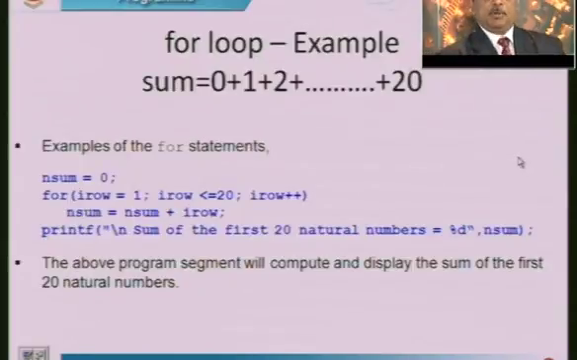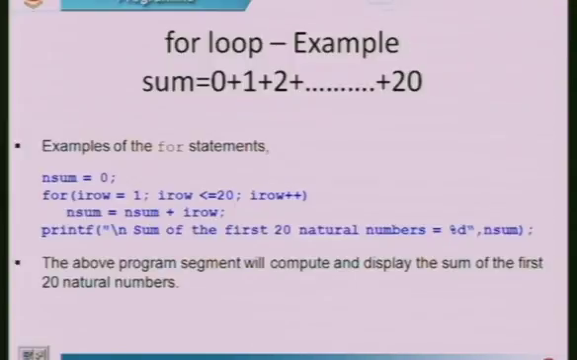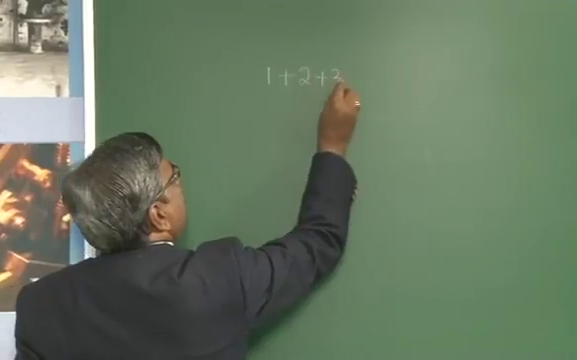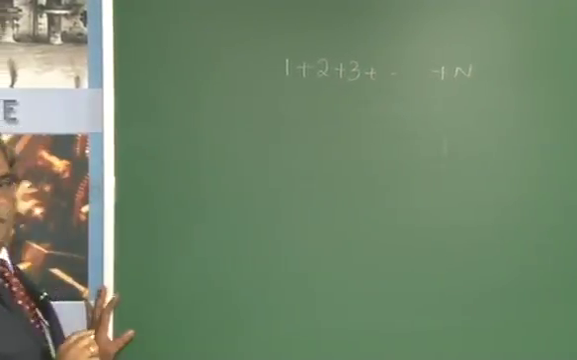This is the same program you understood in the last hour, to sum a series 0 plus 1 plus 2 plus up to 20. How can this program be written using the for statement? The program is like this: 1 plus 2 plus 3 up to n. N is the number which the user gives.